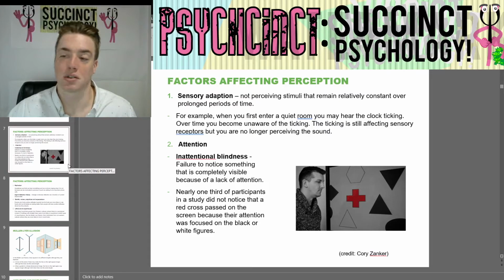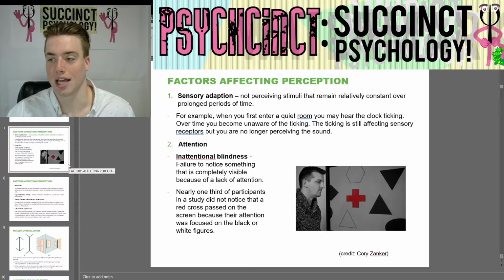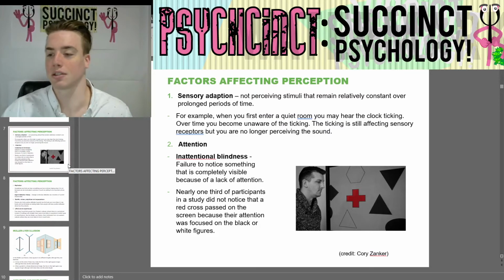So, factors affecting perception. First we have sensory adaptation, and that is not perceiving stimuli that remain relatively constant over prolonged periods of time. For example, when you first enter a quiet room, you may hear the clock ticking. Over time, you become unaware of the ticking. The ticking is still affecting your sensory receptors, but you are no longer perceiving the sound because you've gotten used to it, you've gotten accustomed to it.